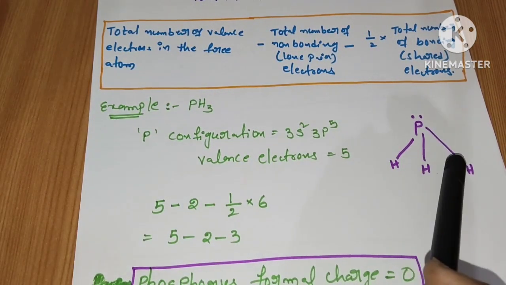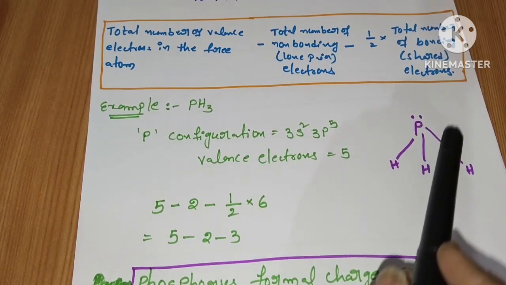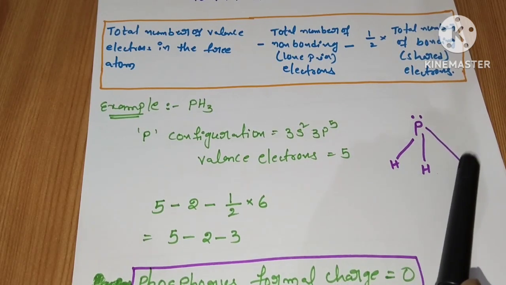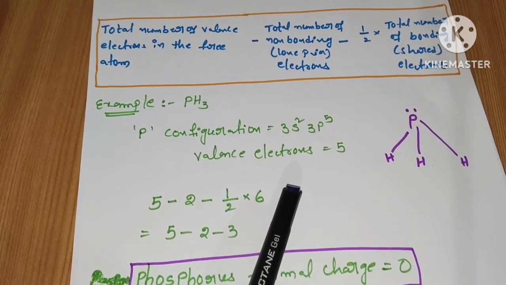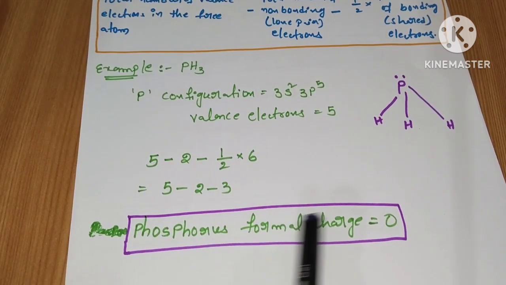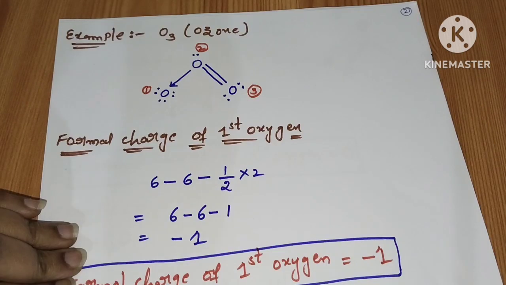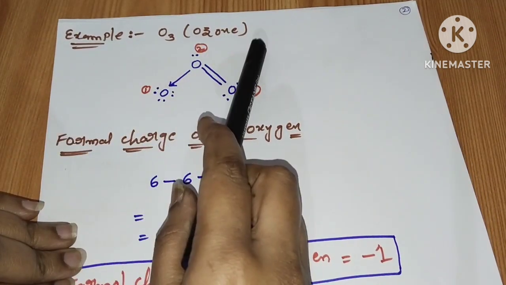How many bonding electrons are here? 1, 2, 3, 4, 5 and 6, so half times 6. 5 minus 2 minus 3. What is the formal charge of the phosphorus here? 0. Next, we will see the next example, ozone.